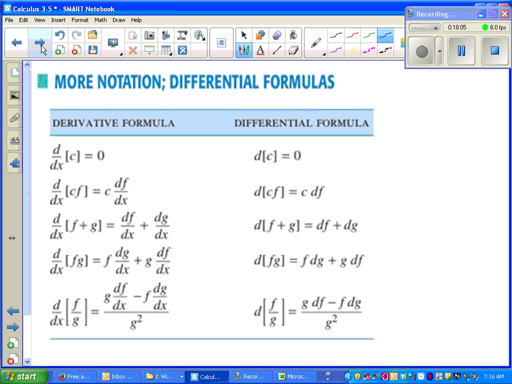Derivatives. This is really telling us stuff we already know. I wouldn't even worry about it at all. It's just the different notation.